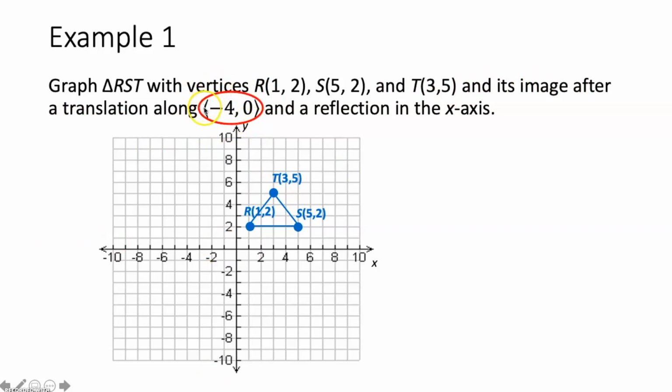Now we know it's a vector because of these brackets right here. And what is it telling you to do? Well, we can think about it two ways. We can think about it as how are we moving each point on the coordinate plane, or we can think about it as what are we doing to each coordinate in the ordered pair.